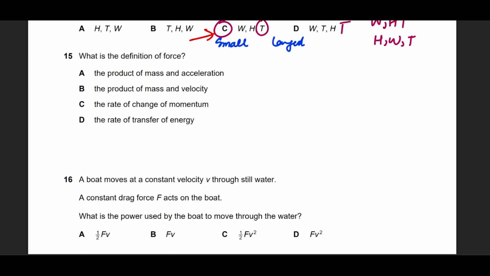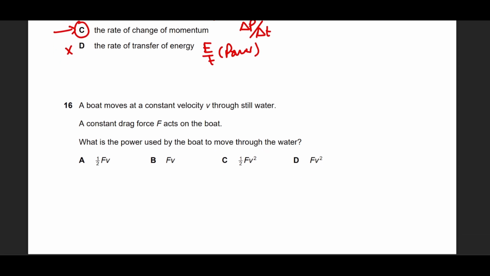Question number 15. What is the definition of force? Problem, and this is the second law. Mass and velocity, no, this is momentum, so this is also wrong. Rate of change of momentum, this seems like a plausible answer. Rate of transfer of energy, no. Rate of transfer of energy is actually power, so this is again wrong. So this is the correct answer, as rate of change of momentum divided by time taken. This actually goes towards impulse.